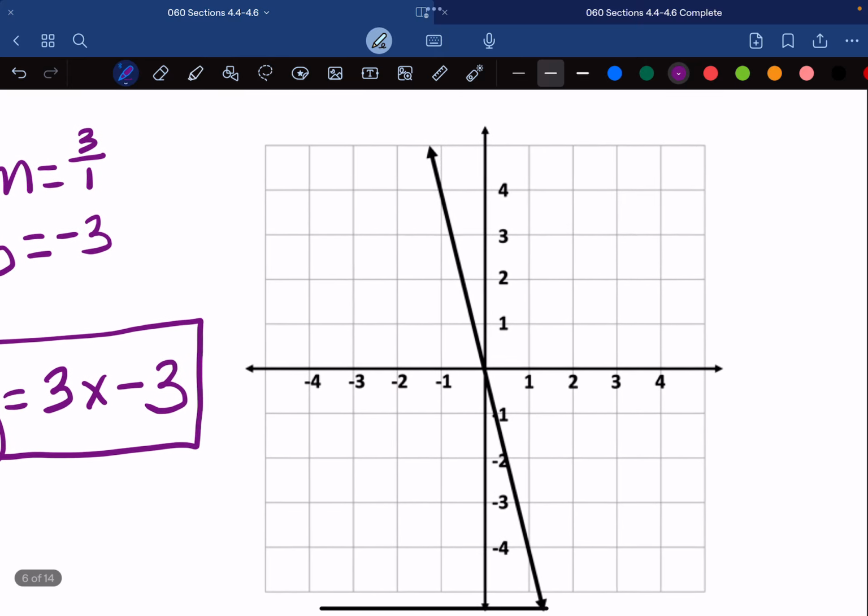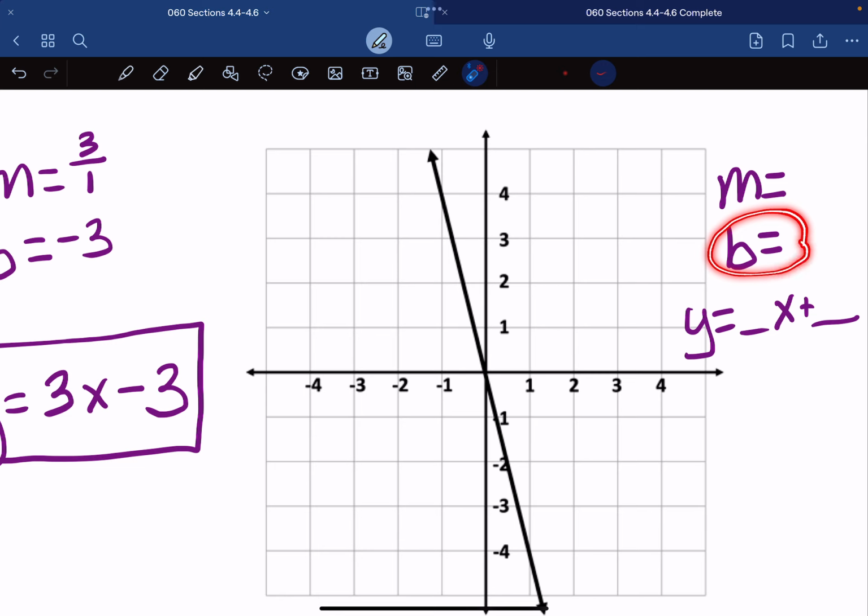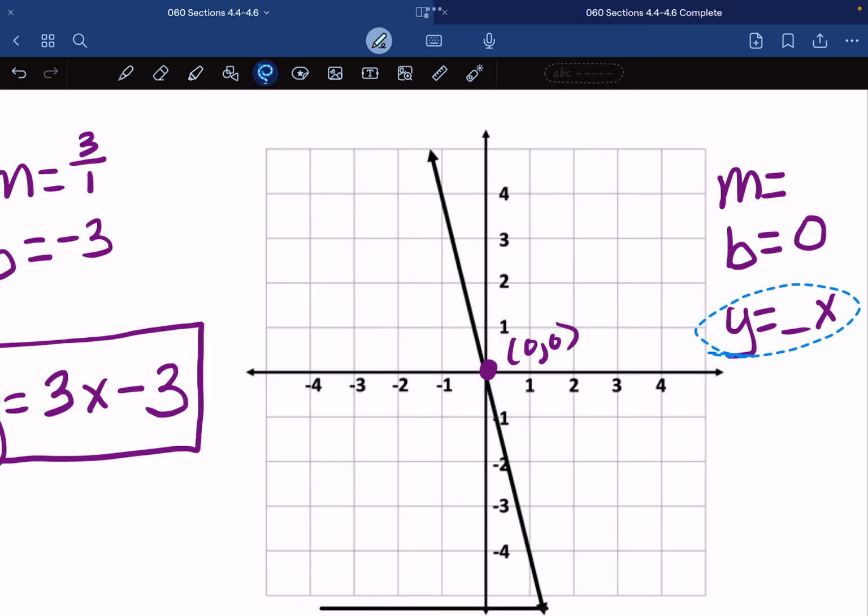Let's look at that one more time. We need to identify our slope and our y-intercept, our b value, in order to write our equation y equals mx plus b. I like to start with my b value. And in this case, it looks like it's right here at the origin. So b is 0. Looks like I don't need to have anything added to the back of my y value, or to the back of my equation.